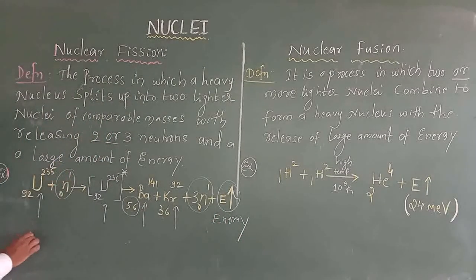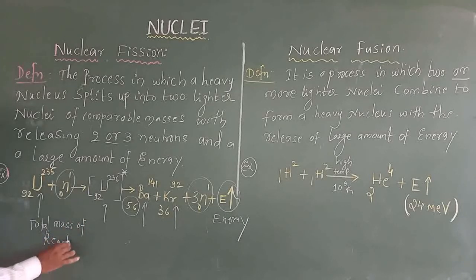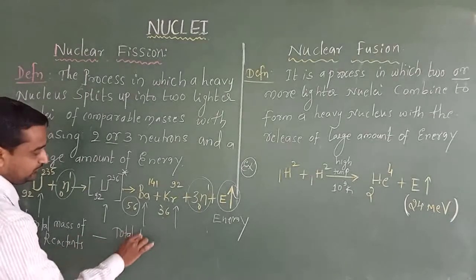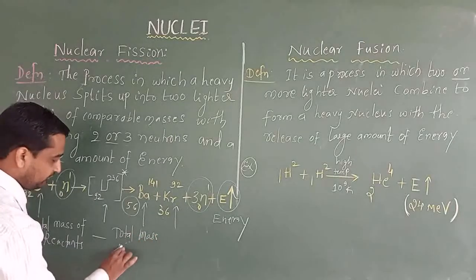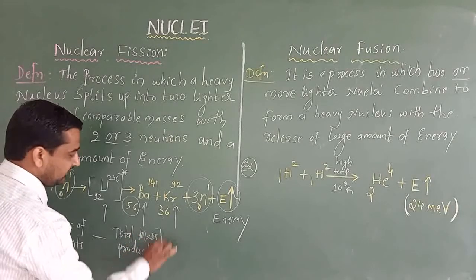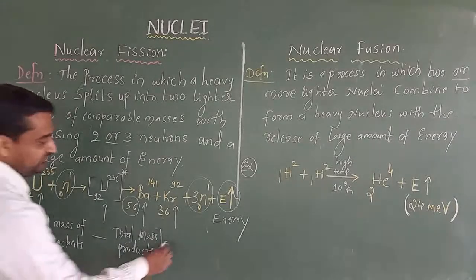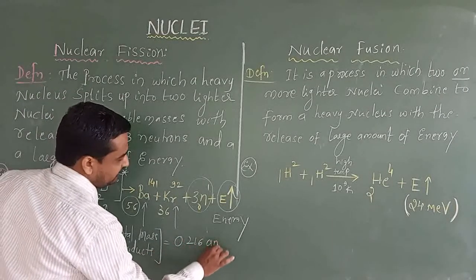Right? So if you do the calculation of the total mass of the reactants minus the total mass of the products, what we have got is that about 200 mega electron volt energy is released. The difference in the masses is about 0.216 AMU.